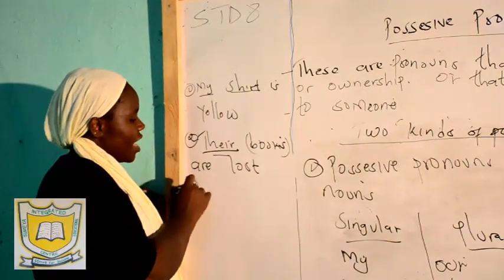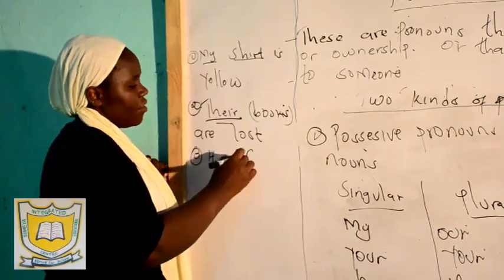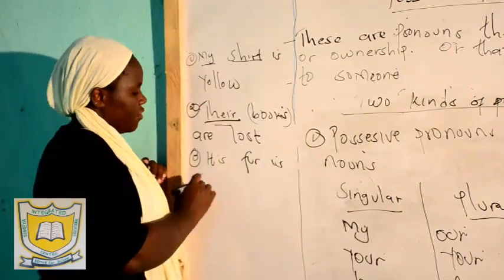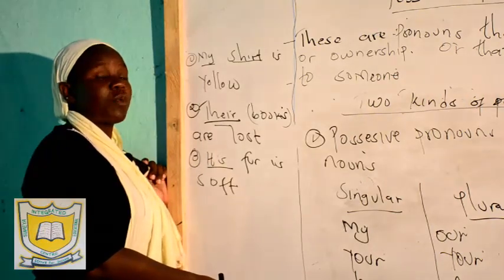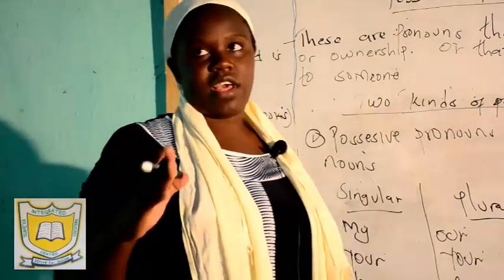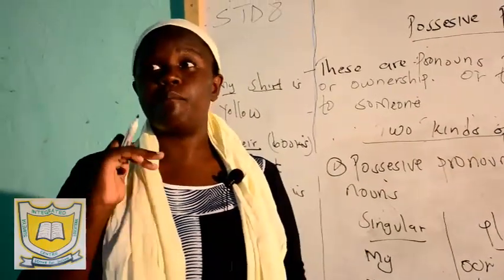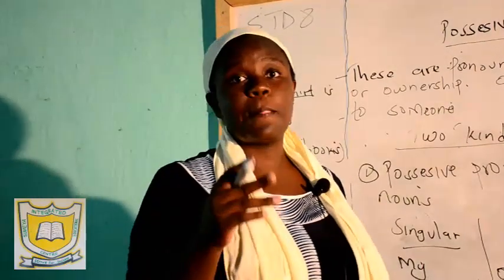I'm going to say its fur is soft. Its fur is so soft. Its is the possessive pronoun in my sentence. In my sentence, I'm going to call it a modifier. Why is it a modifier? Because it comes before the what? Because it comes before the noun.